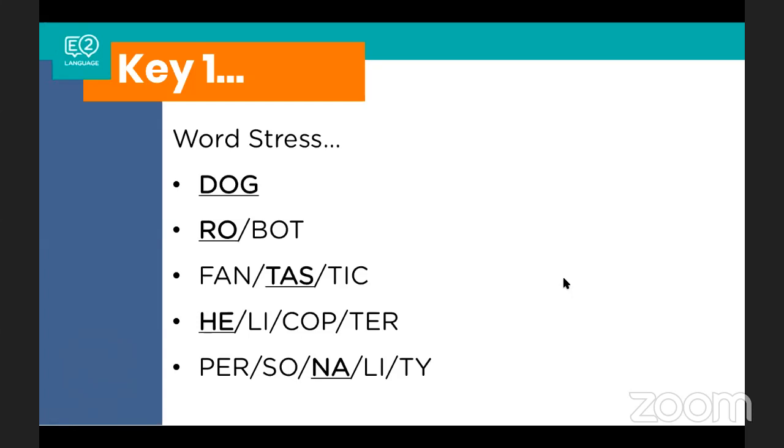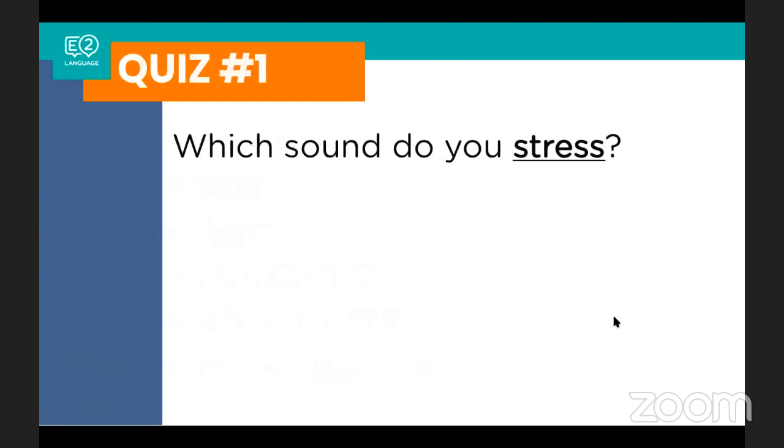Dog, robot, fantastic, helicopter, personality. Cool. So hopefully you hit the emphasis on these particular syllables.